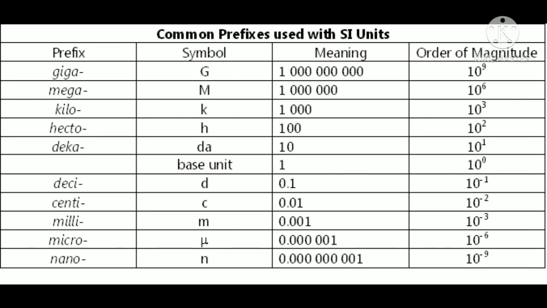Deci, small d, 10 to the power minus 1, meaning 0.1. Centi, small c, 10 to the power minus 2. Milli, small m, 10 to the power minus 3. Micro, mu, 10 to the power minus 6. Nano, small n, 10 to the power minus 9. So these are the prefixes used in the SI unit.